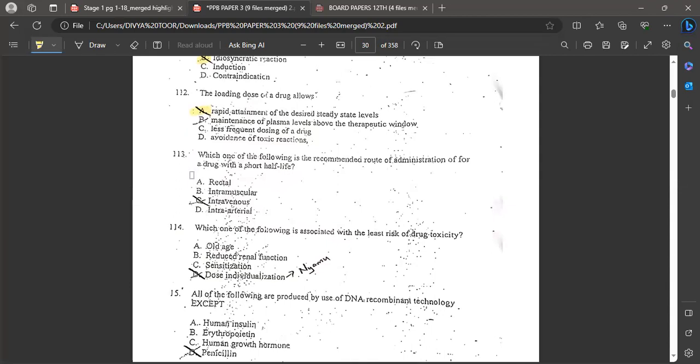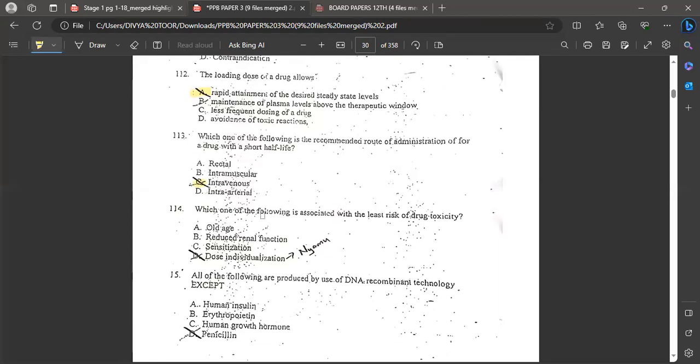Okay. Which of the following is the recommended route of administration for a drug with a short half-life? IV. Intramuscular is the slowest. Mm-hmm. Yeah. What about intra-arterial? You can't really. Can you? No, not really. Yeah, you can't. So I'd go with IV. What about you guys? I'd go with IV. Okay.